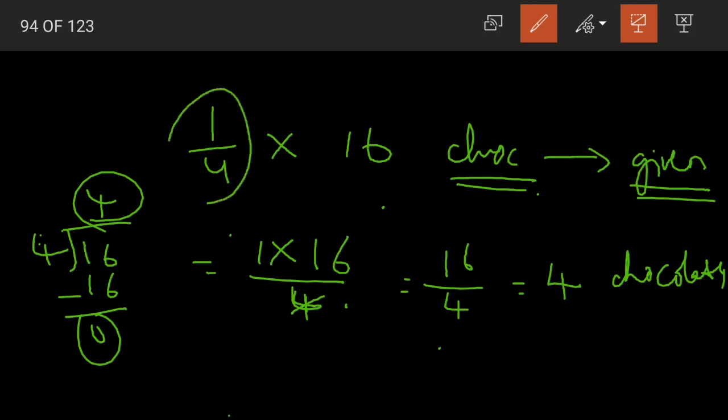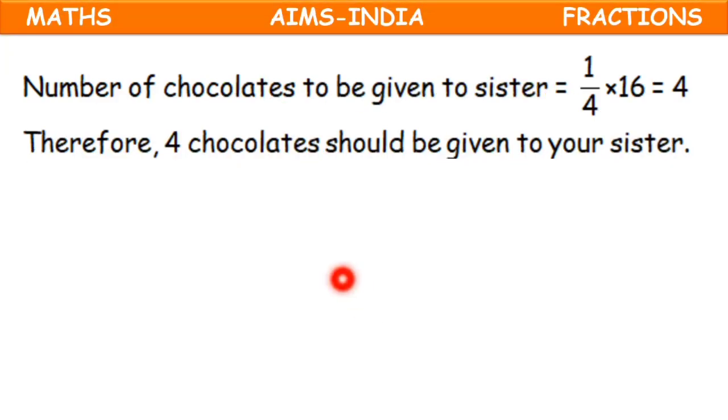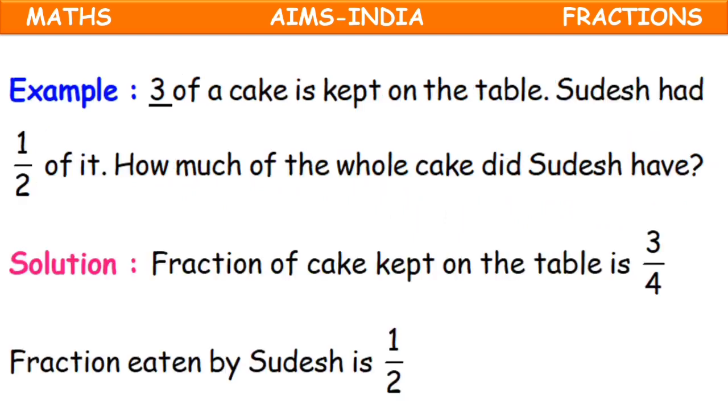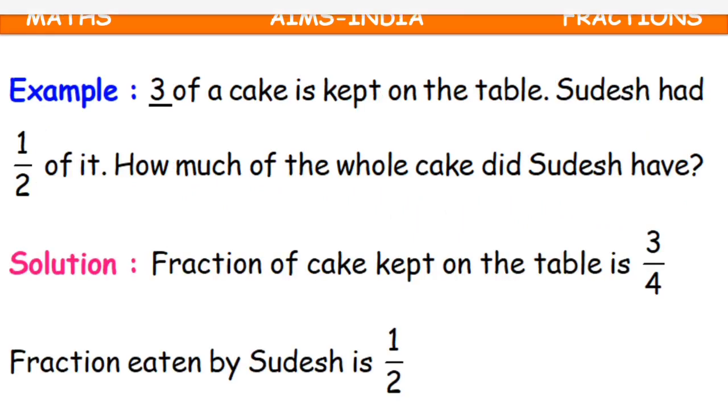I need to give 1 by 4 of the 16 chocolates. So 1 by 4 of 16 is nothing but 1 by 4 into 16. When we multiply these two together, we'll get 4 as our final answer. So therefore 4 chocolates should be given to your sister. I hope this is clear.